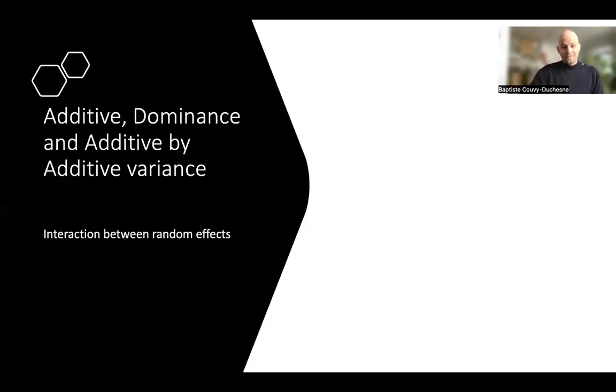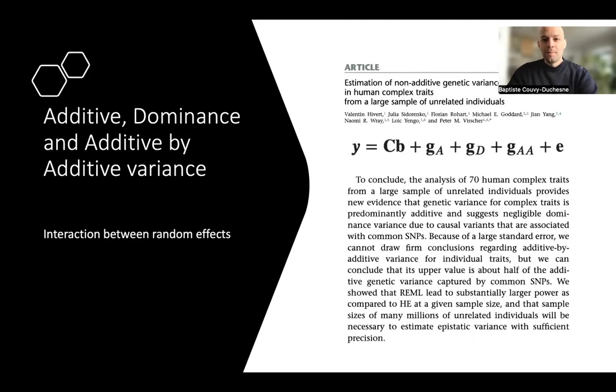All right, well, we can even fit more complex models under the form of additive, dominant, and additive by additive random effects. So let me explain a bit what this is. But this is another recent paper by Valentin Hiver and still under the supervision of Peter Visscher. So here we recognize our fixed effects, Cβ. And now this time we have three random effects, A, D, and AA. A is the one that we've seen before. So that's basically what we have in the twin, in the SNP heritability. D is the dominance, so it's if you want the quadratic effect of each variant with itself, and the AA is the first order interaction between all the variants.